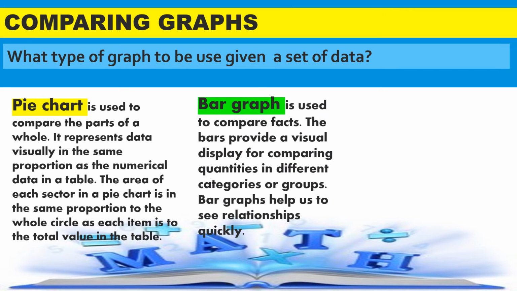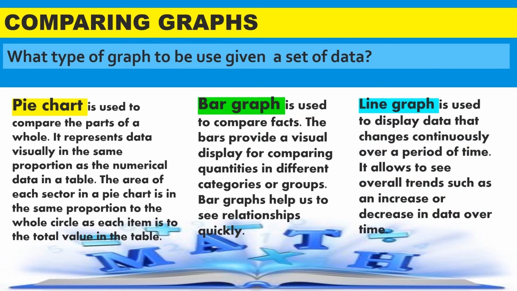Next one, the bar graph. When do we use the bar graph? A bar graph is used to compare facts. The bars provide a visual display for comparing quantities in different categories or groups, and a bar graph helps us to see relationships quickly. And then the last one, the line graph. When do we use the line graph? It is used to display data that changes continuously over a period of time. So it allows us to see overall trends such as an increase or decrease in data over time.